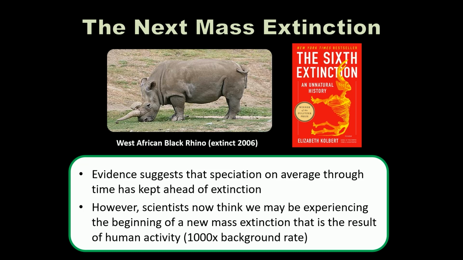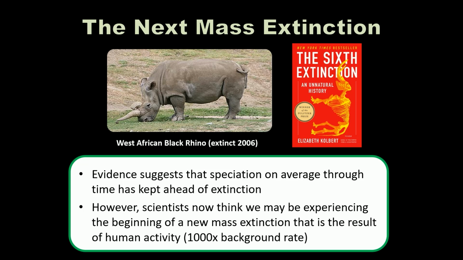This figure that I have here, I think I took from your textbook, which says it's about 1,000 times higher than the background extinction rate. I've seen other estimates that say 100 times higher, so 100 to 1,000 times higher. We lose species every day. I've seen some estimates that say 10, 20 species per day, others that say 100, 150 species per day.